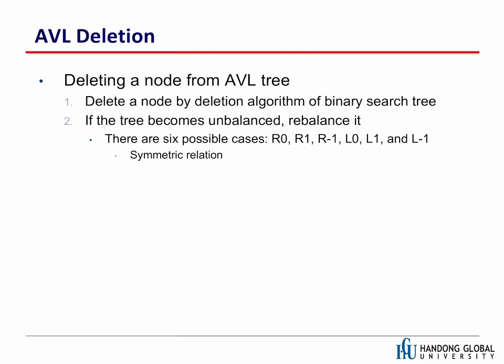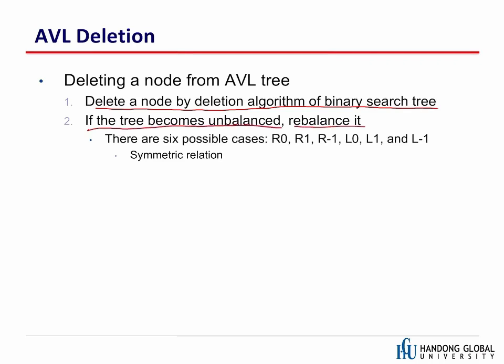We did that with the BST, right? But if it is an AVL tree, then we have to preserve the constraint. So when we delete a node, we might break the constraint. That's what this slide says. Basically, delete a node by the deletion algorithm of a binary search tree. So far so good. That's not that hard. The second step says if the tree becomes unbalanced, then we have to rebalance it.